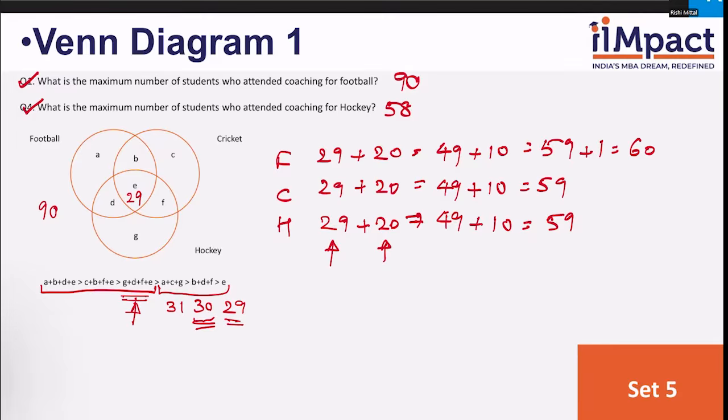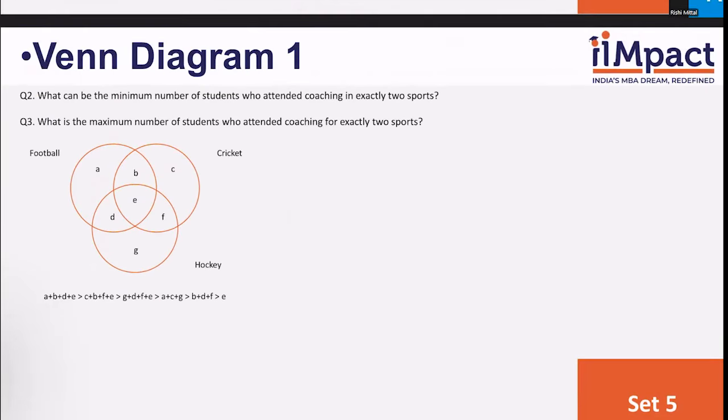Okay. Let's move to the last two questions. What can be the minimum number of students who attended college coaching in exactly two sports? Now, guys, let's focus on this. We have already figured out that 29, 30, and 31 is an acceptable combination. I'm not saying this is the only combination. We'll play around with these numbers now, but let's say this is an acceptable combination. What is asked? What can be the minimum number of students who attended coaching in exactly two sports? So I want the minimum for this, right? How do I get that?